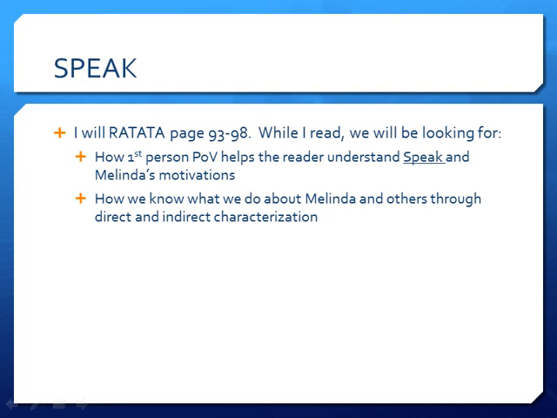On page 95, we're going to start reading. I'm going to read through 98. We are going to be looking at a couple things as I read. The first one will be how first-person point of view helps the reader understand Speak and Melinda's motivations. The second thing we'll be looking for is how we know about Melinda and other characters through direct and indirect characterization. You guys are then going to read pages 98 through 104.